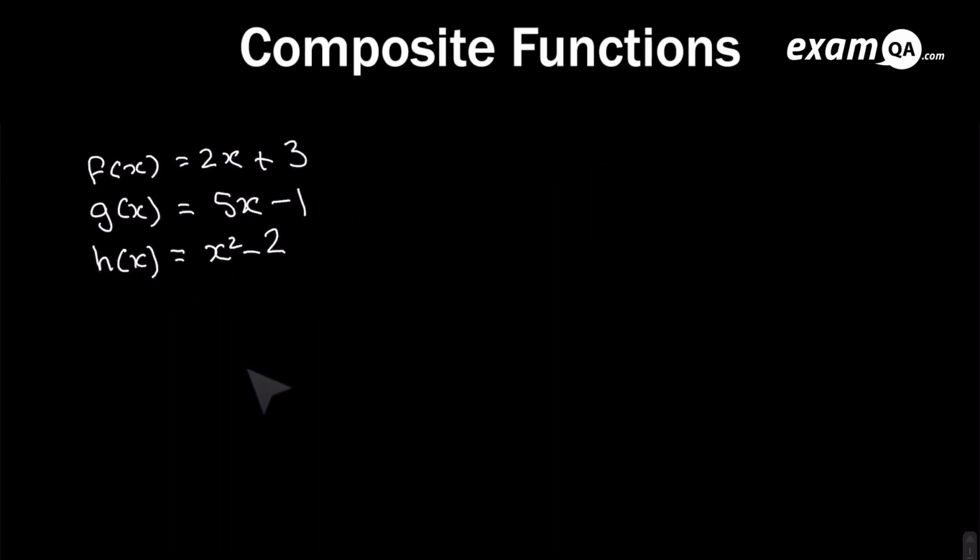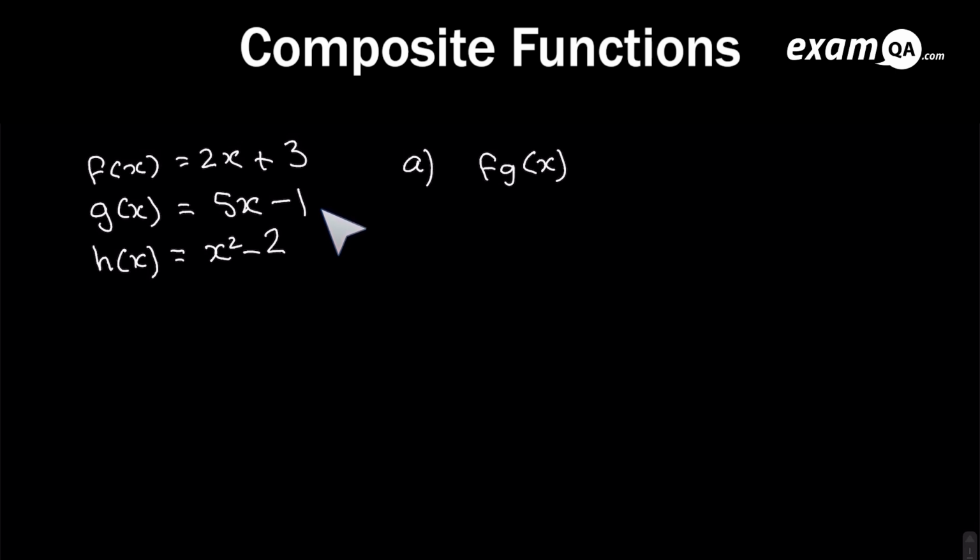Now let's look at some composite function questions. So here I've got fg(x). Now what does that mean? What this means is write the function f and put g into it. So you'd start by writing the function f, but wherever you see an x, you won't write x, you'll write the whole g function into it.